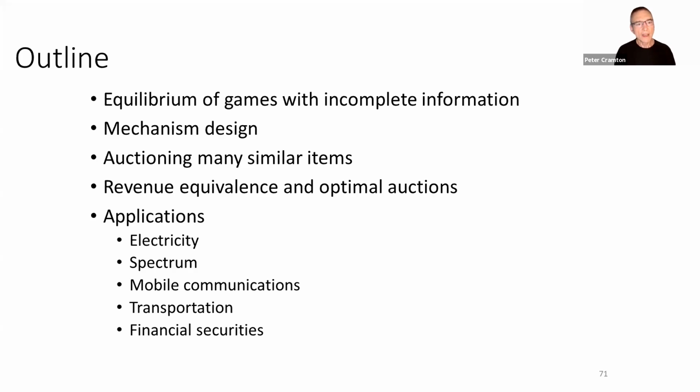So, first what I want to do is introduce equilibrium in games with incomplete information. And then we're going to talk about mechanism design, so the theory of how to extend games with incomplete information. And then I'll talk about auctioning many similar items, so divisible goods and multiple products and that sort of thing. Then I'm going to talk about revenue equivalence in a much more general way. And I think that'll be quite useful. It illustrates the full power of mechanism design. And then finally, we're going to talk about applications.